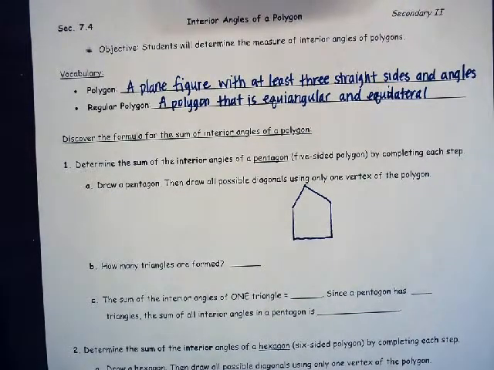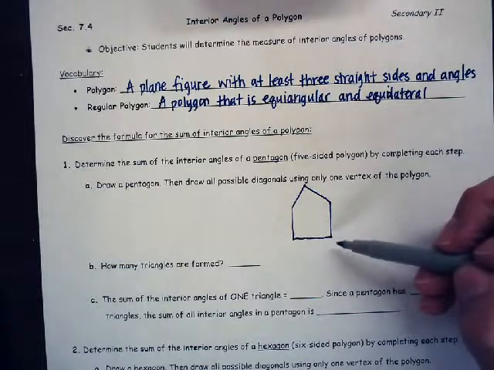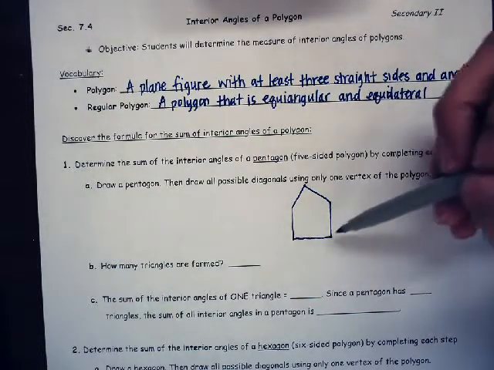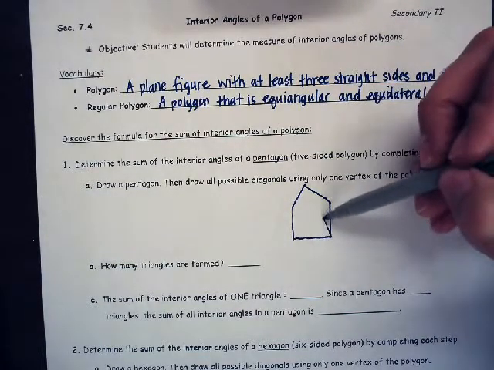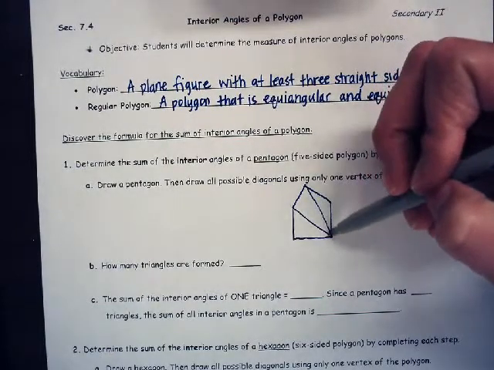Hey, your pentagon might not look like mine. It could look a little bit differently. It could look like the sides are more even. All we needed to do was a 5-sided shape, 5-sided polygon. The next part says pick one vertex. Remember, a vertex is where 2 lines come together, and draw all the diagonals. So that means I can draw a line to there, and I can draw a line to there.